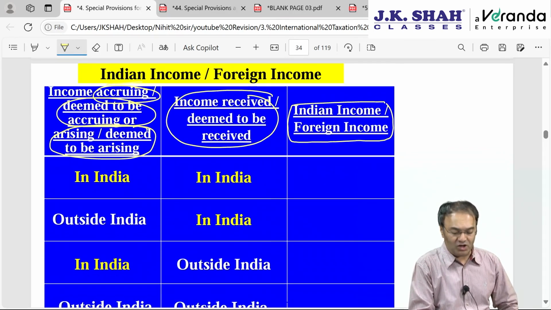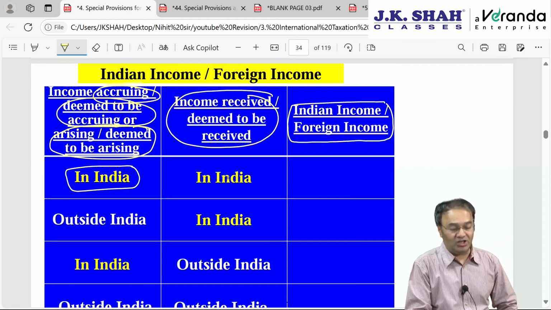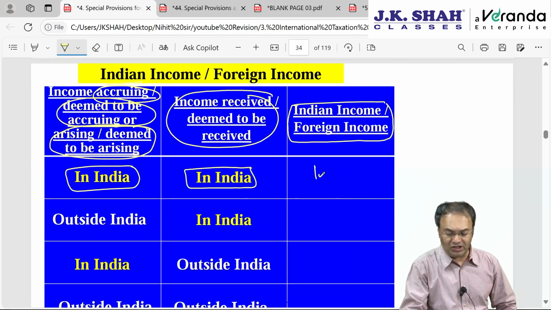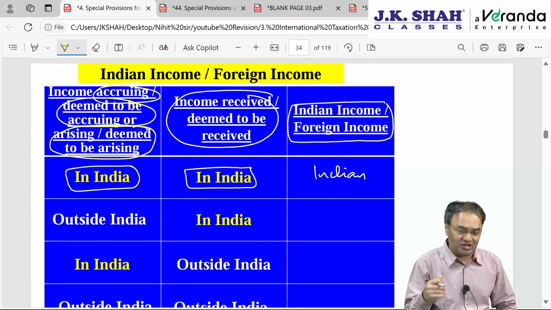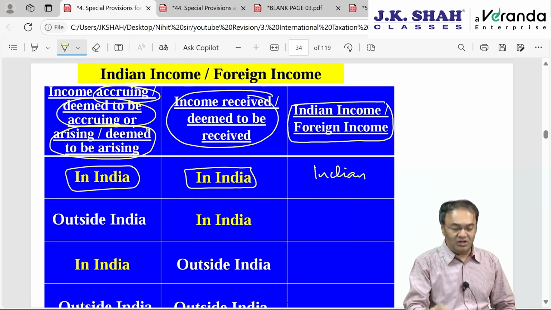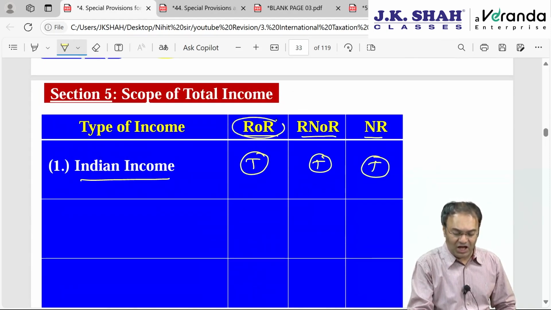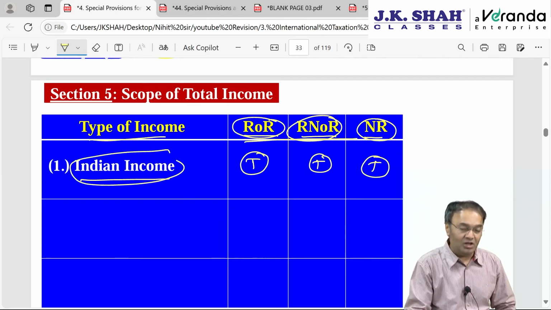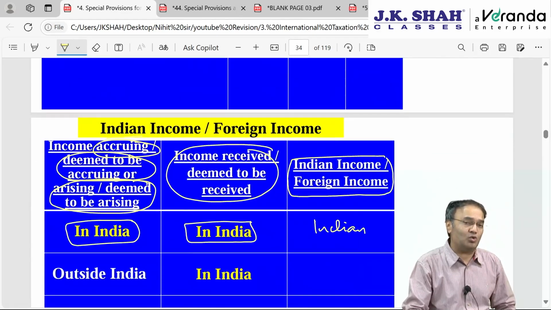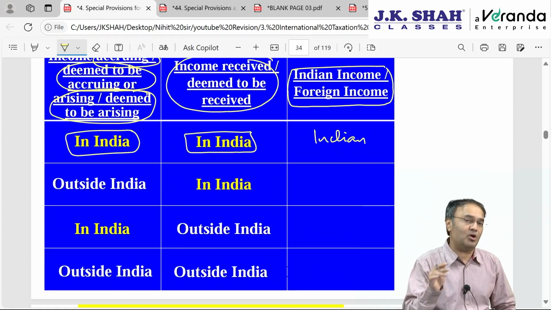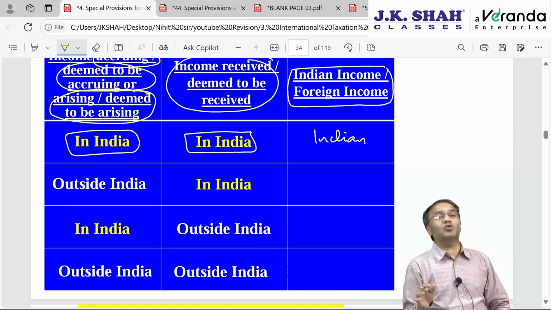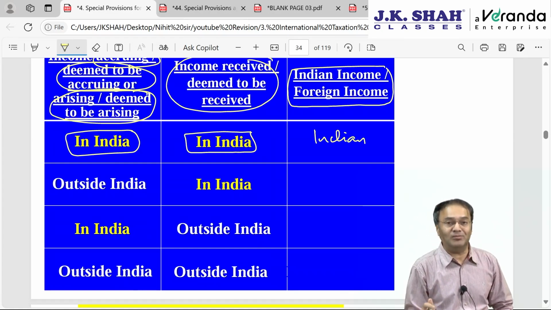If income is accruing, arising also in India, and income is received also in India, for example my income, then it is definitely an Indian income. Then it depends upon my residential status also, but that we will discuss later. Residential status we are done with. RoR, RNOR, NR, three possibilities. The taxability will depend upon residential status as well as the type of income. So as far as type of income is concerned, how to decide Indian or foreign? That depends upon factors like place of accrual or deemed accrual, or place of receipt or deemed receipt.